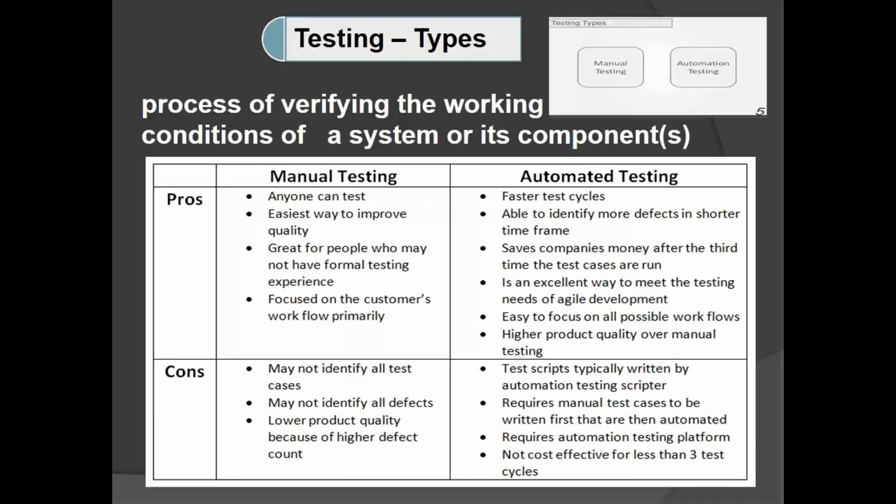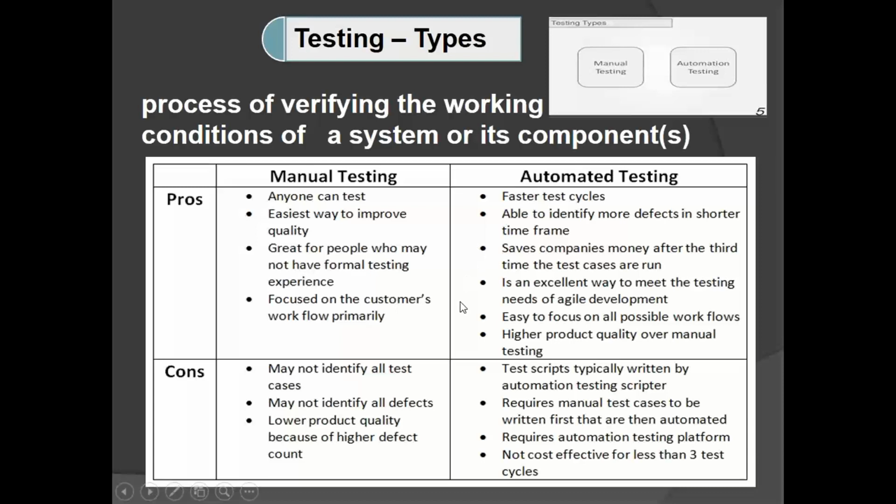Okay. Now, here we have some pros and cons related to manual testing and automated testing. So the advantages of manual testing are that anyone can test, it is the easiest way to improve quality, it is great for people who may not have formal testing experience, and it focuses primarily on the customer's workflow.